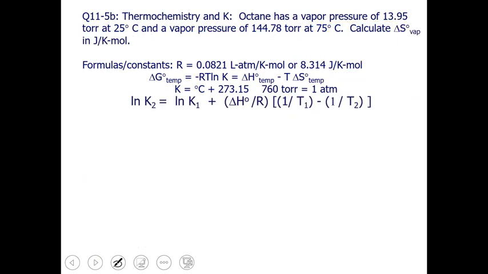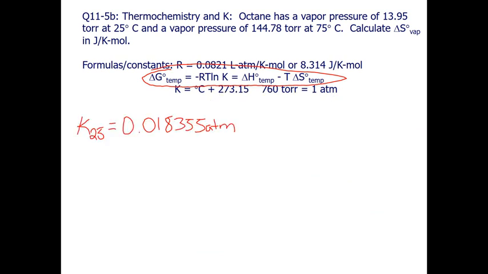Once we have delta H naught, we can use these relationships to get delta S naught. So I remind you from the previous problem that the equilibrium constant at 25 degrees Celsius is 0.018355 atmospheres. We can figure out delta G using minus RT natural log of K, and then with our knowledge of delta H naught, use the second formula to get delta S naught.